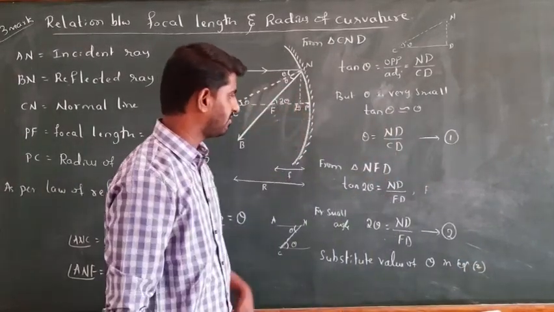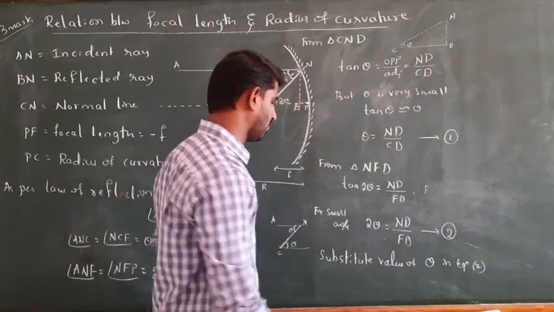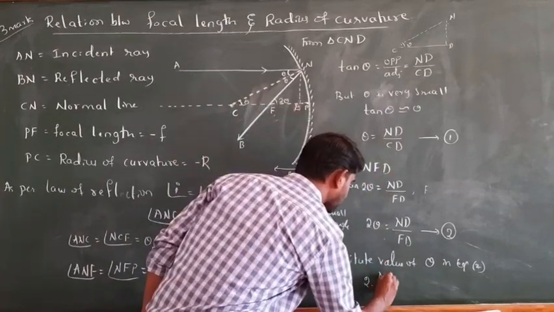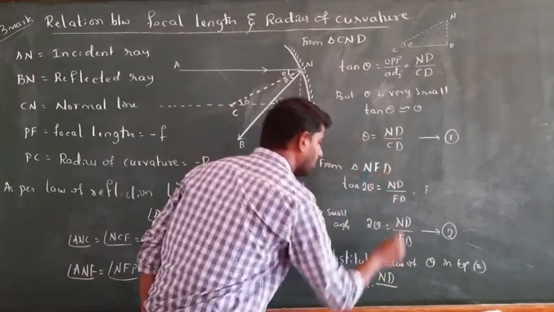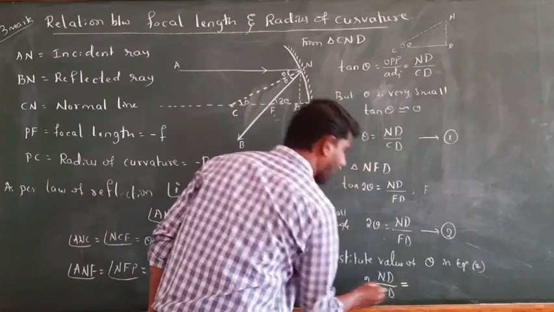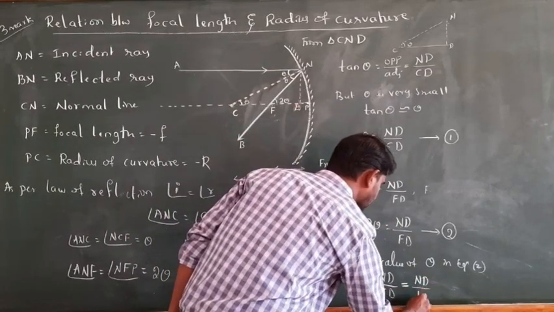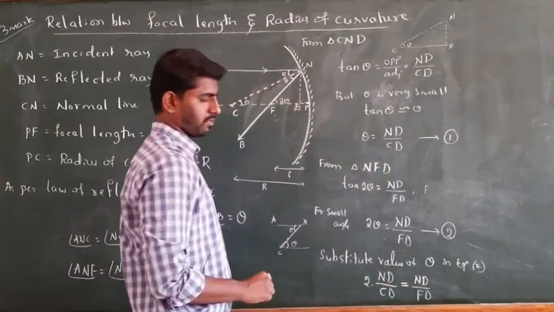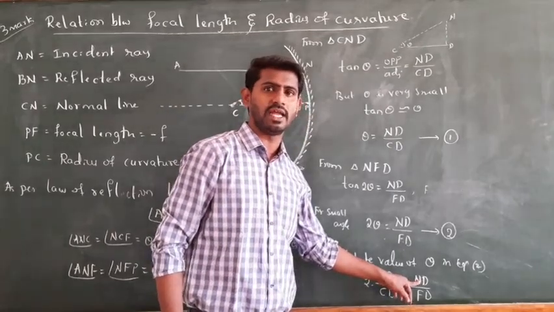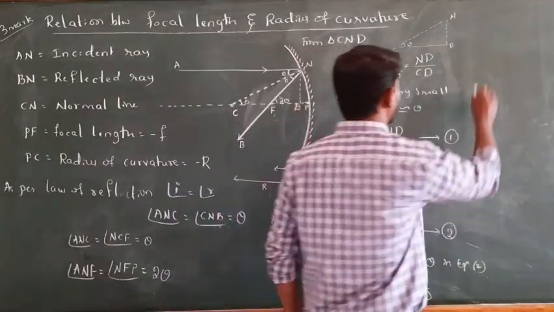From where can you take the value of theta? From equation 1. So we substitute the theta from equation 1 into equation 2. What happens? Equation 2 as it is. Instead of theta, I will write ND divided by CD, equal sign, and it is as it is ND divided by FD. Now here the numerator is ND and on the RHS this is also ND. We can cancel this one. ND cancels.